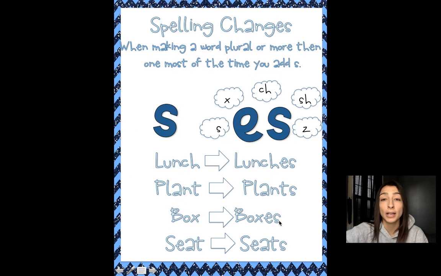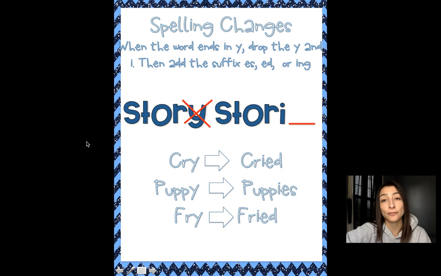So think about it: if our words end in S, X, CH, SH, or Z, we add ES. If our words end in Y, we drop the Y and add our I, which kind of rhymes. And then anything else, you just add an S to it.